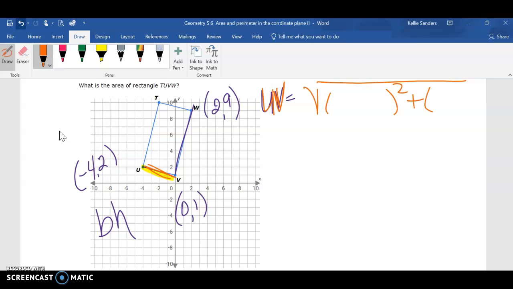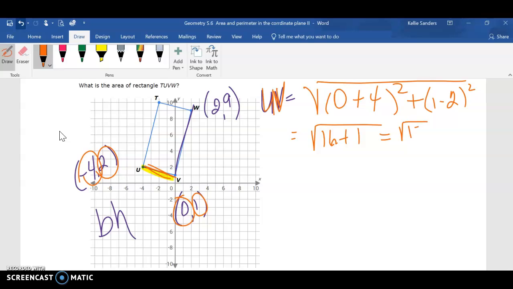So if I do UV, something squared plus something squared, so we're doing 0 minus a negative 4, so 0 plus 4, 1 minus 2. 0 plus 4 is 4, 4 times 4 is 16. 1 minus 2 is negative 1, negative 1 times negative 1 is a positive 1, so this is the square root of 17.